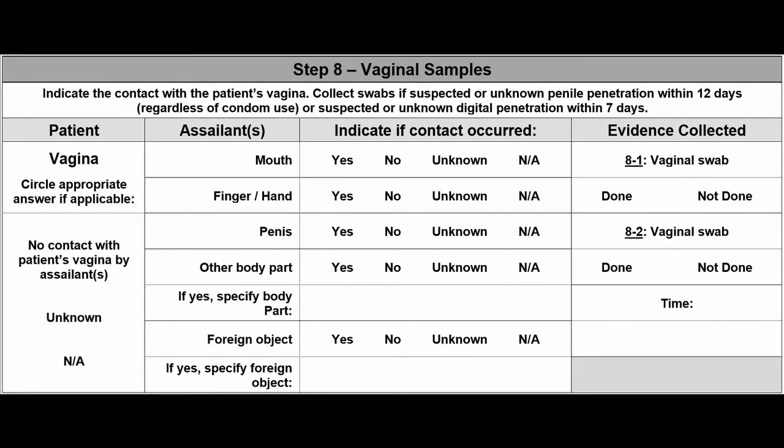Step 8, vaginal samples. The paperwork for the collection of vaginal samples asks a series of questions with respect to the nature of contact between the patient and the assailant. The answers to these questions will guide the samples collected. For penile penetration, samples may be collected for up to 12 days, and for digital penetration for up to 7 days. The 7-day window is in the event that body fluids such as semen or saliva are transferred by the hand or fingers.